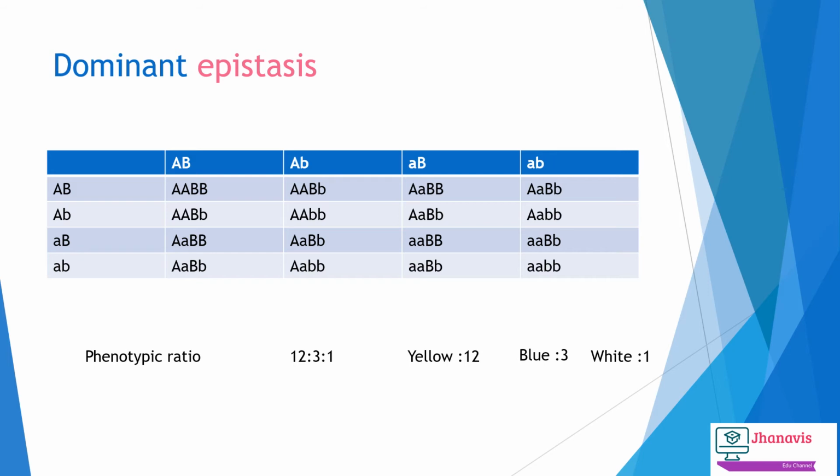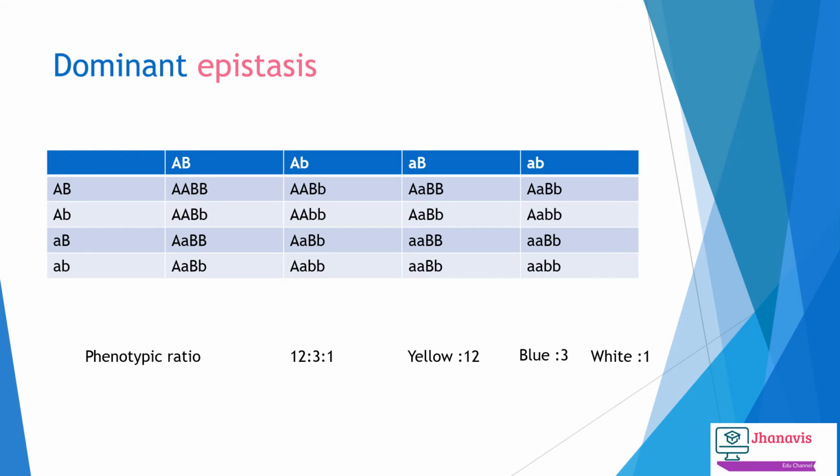In the same way, if one letter is capital B, then it will code for a blue color. So the allelic form will be small a, capital B, or it may be small a, capital B and small b. If B is in capital, that means it will code for blue color characteristics. And the white color will always be in the recessive form. The recessive allelic form will be small a and small b.